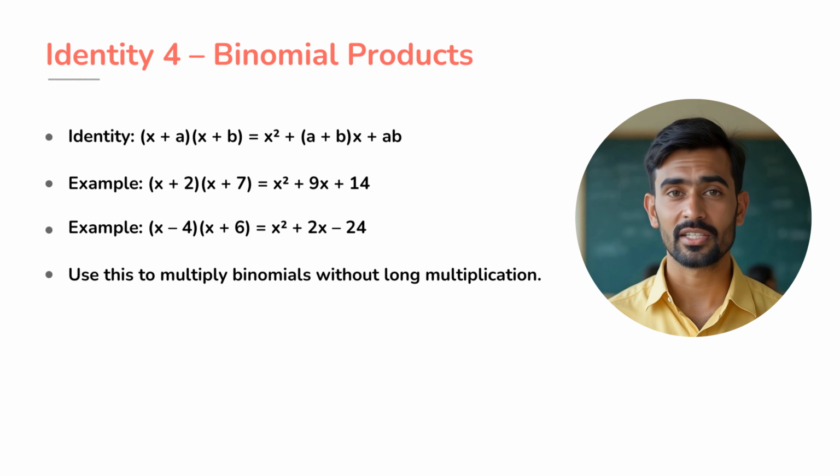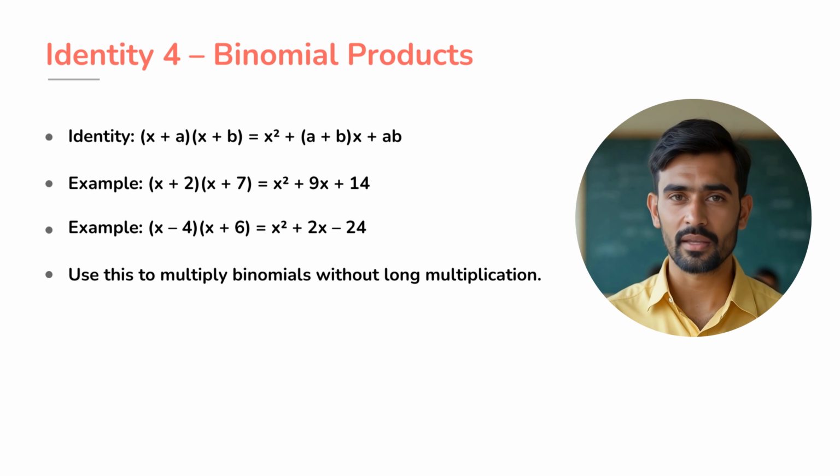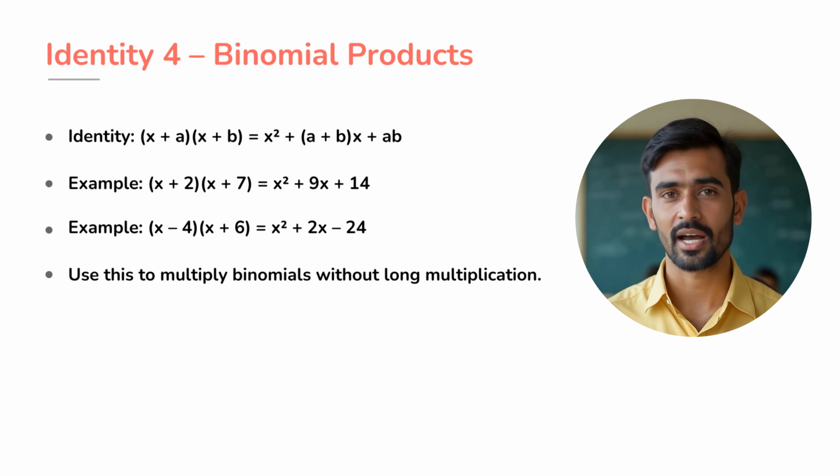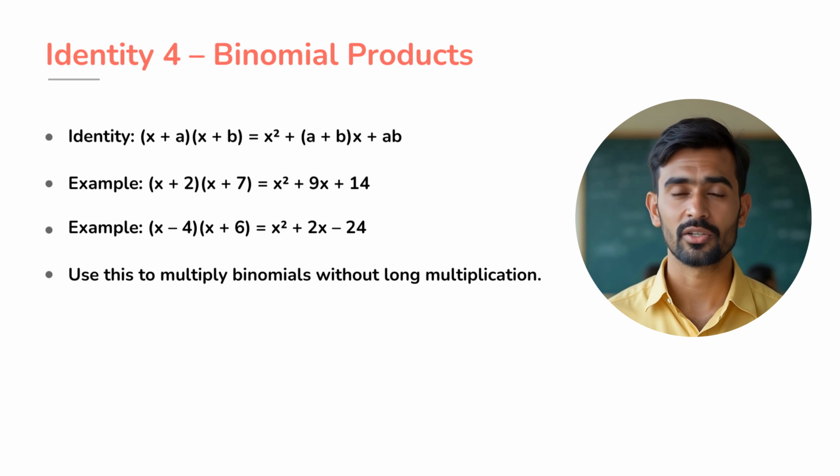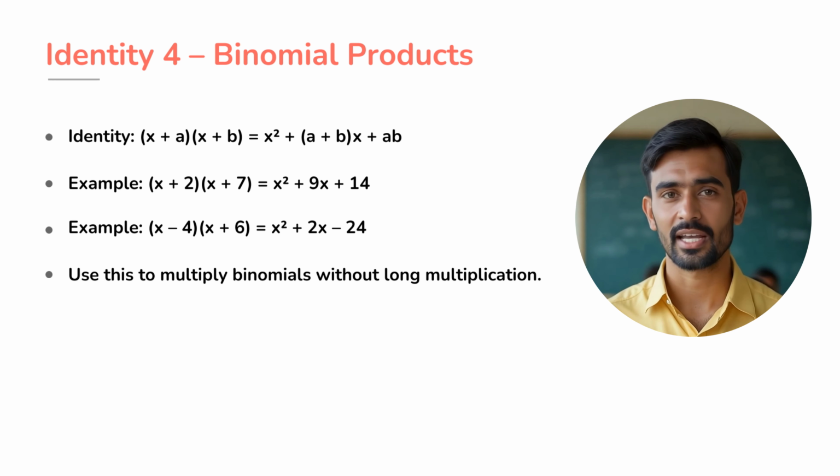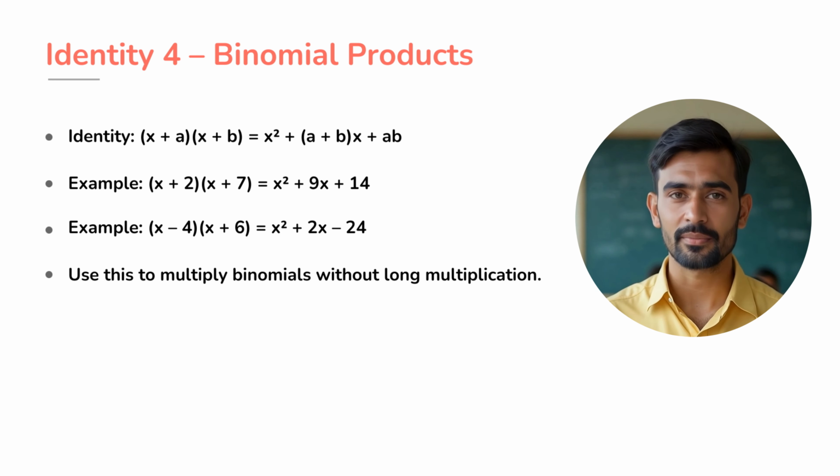Here comes identity 4, (x + a)(x + b) is equal to x² + (a + b)x + ab. Example, (x + 2)(x + 7), use the identity: x² + 9x + 14. Try it with (x − 4)(x + 6), that's x² + 2x − 24. Once you know the form, you can expand binomials instantly.